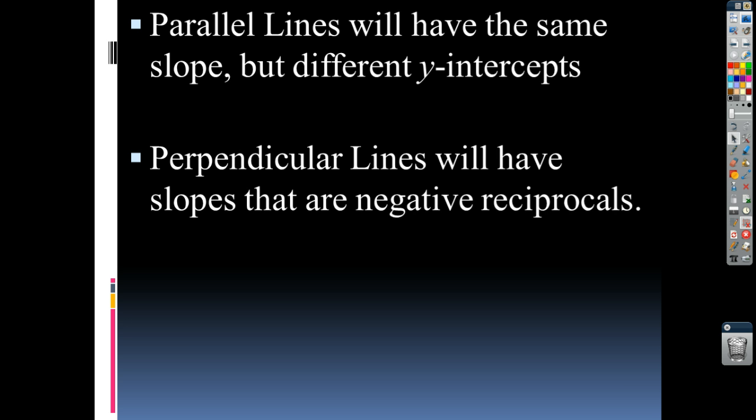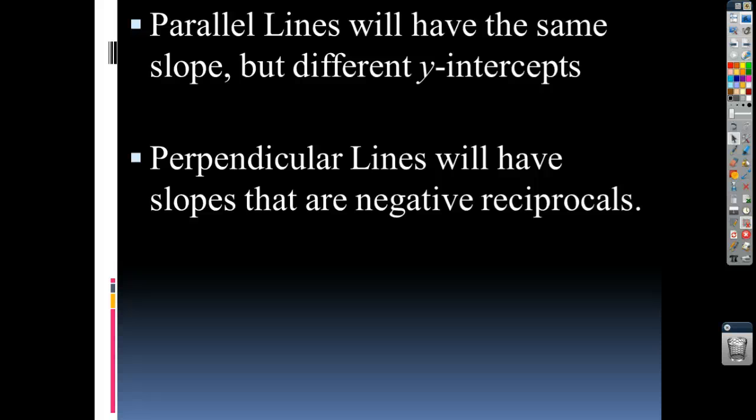Perpendicular lines are going to have slopes that are negative reciprocals, okay? So think about it: if a line is moving up, then in order for another line to be perpendicular to it, to meet and cross it at a 90-degree angle, it is going to have to have a negative slope.